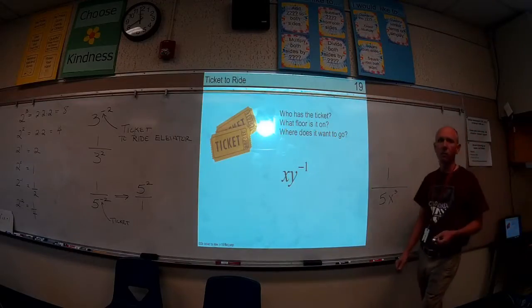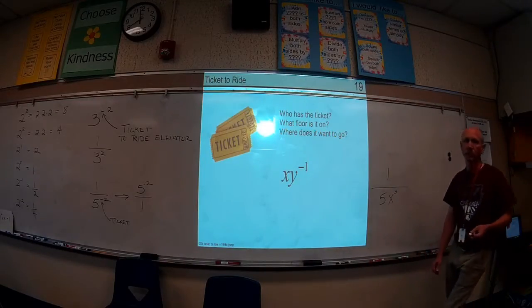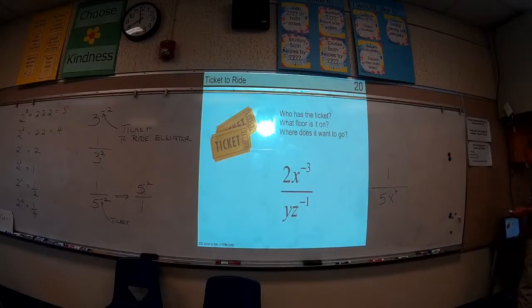JJ, what's the X going to do? Stay. And what's the Y going to do? Go down. Nice. Trent, what's the 2 going to do? Stay. What's the X going to do? Go down. Miranda, what's the Y going to do? What's the Z going to do? Greenlee, what's the 4 going to do? Stay. What's the X going to do? Go down. Perfect.